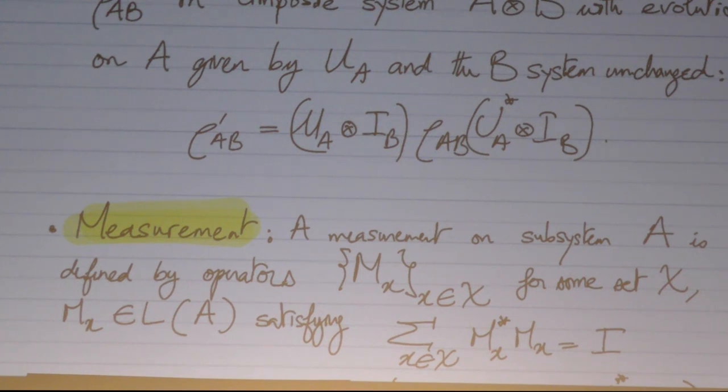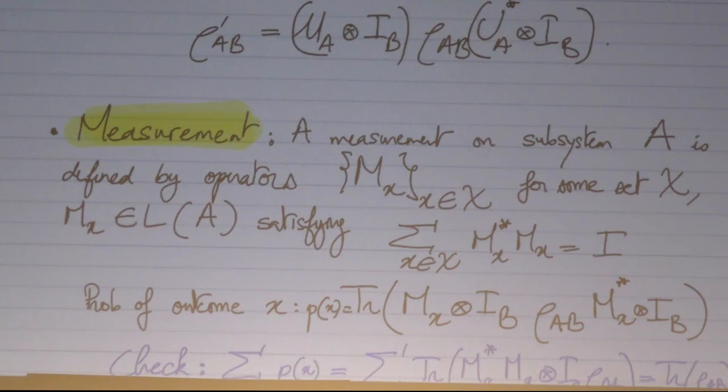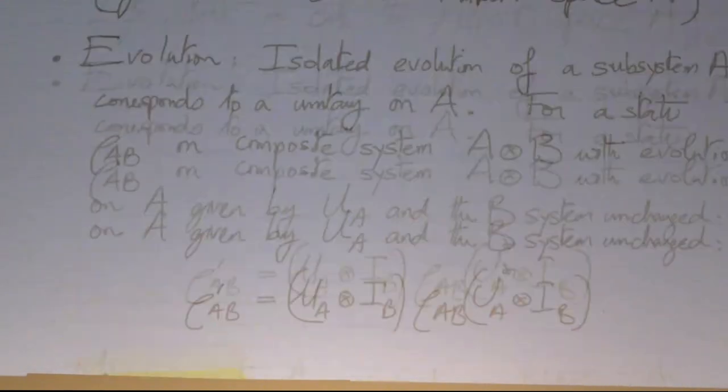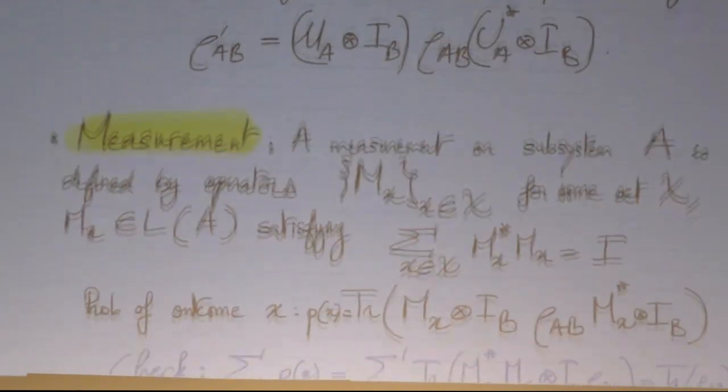As you notice, when possible I try to include as a subscript the system on which the operator acts. It's not always possible to do it, otherwise it would be a bit heavy. So this is one type of evolution, the isolated evolution as a unitary.